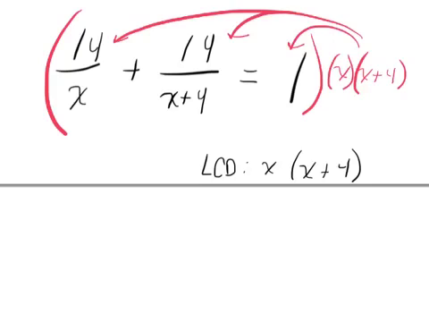Why is it x plus 4? The first denominator is x. The second one is a quantity x plus 4. We need both of those to be gone. So how do you get rid of an x? Only if you're going to multiply by an x, right? How do you get rid of an x plus 4? Only by multiplying by x plus 4.